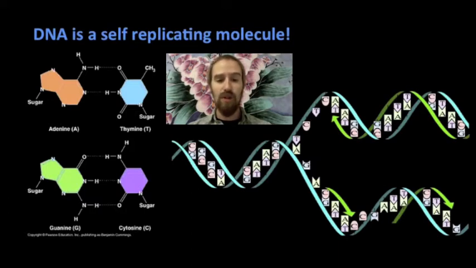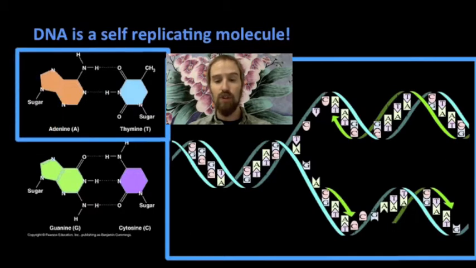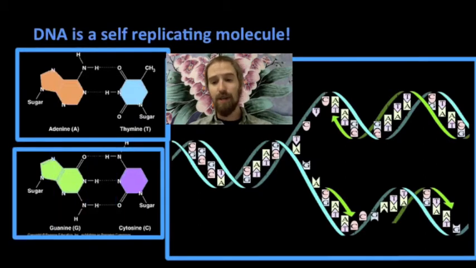DNA is able to do this because of the rules of base pairing. When DNA is unzipped, as shown here in this image, enzymes simply grab nitrogenous bases that are floating around freely in the nucleus and match these up with the appropriate base on the pre-existing strand of DNA, A with T and G with C. I say simply, but it's actually quite a complex process.